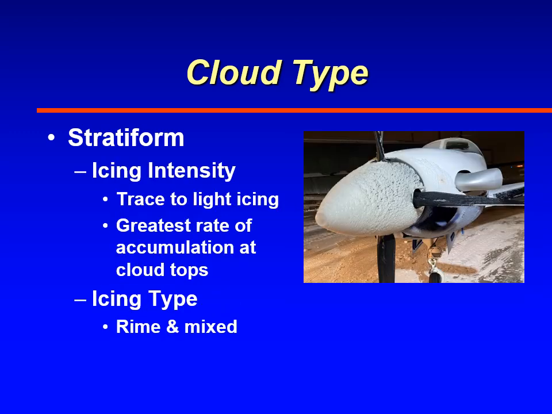Typically, the icing intensity in stratiform clouds is trace to light icing. However, that can vary also depending upon the temperature profile of the atmosphere and the source of moisture. But generally, it's trace to light icing with the greatest accumulation of ice at the tops of clouds. We've talked about that in other videos. And usually, the type of ice you expect would be rime or mixed. You can see clear under certain conditions where there are SLDs.